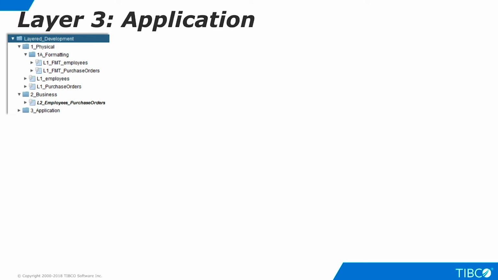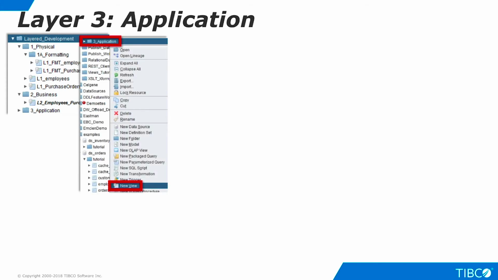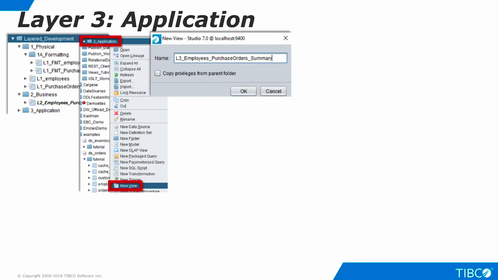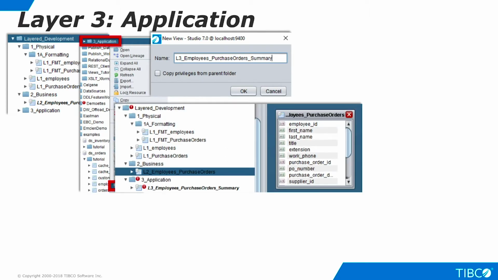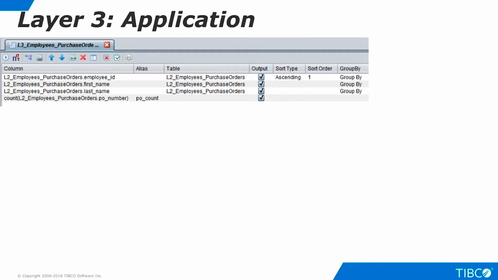Here is our project so far. We're ready to build the application layer. The purpose of this layer is to tailor the business layer view for the needs of a specific project. Right-click the application layer folder and select New View. Give the view a name and drag in the business layer view. We'll tailor the view on the grid panel.